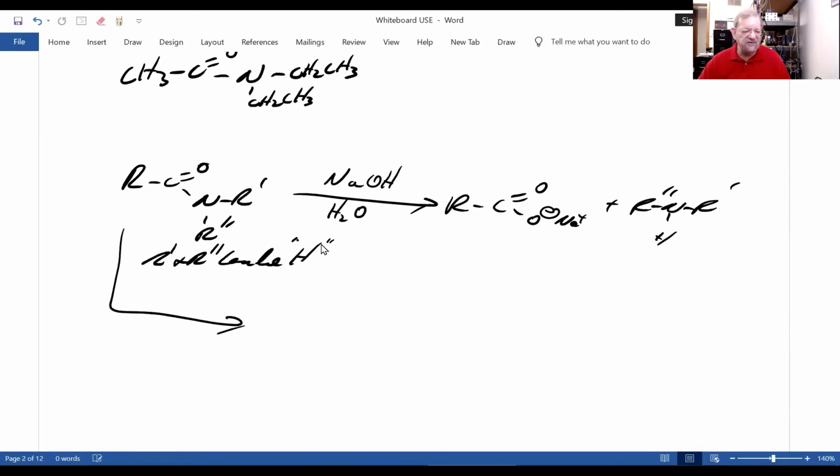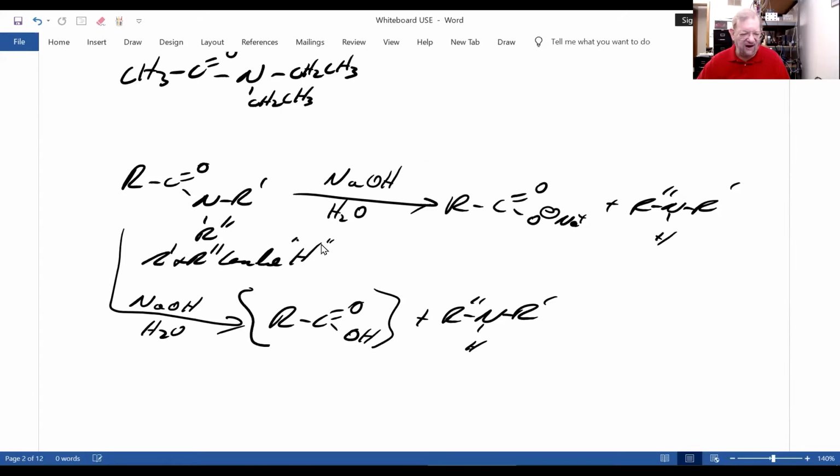Now, when you first hydrolyze this with base and water, what you actually get is the carboxylic acid plus the amine you would have used to make that amide. But this can't be isolated. Why? Because this is a base, and a carboxylic acid is an acid. And you learned when we did carboxylic acids, if I react this with a base and water, I'll pull off the acidic proton to make the carboxylate anion.